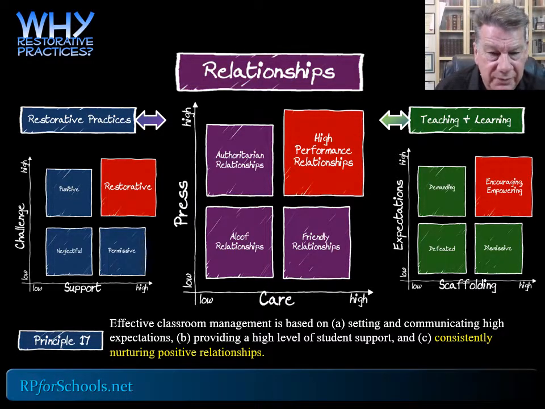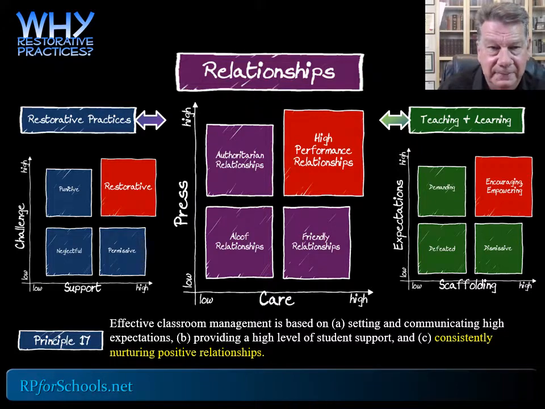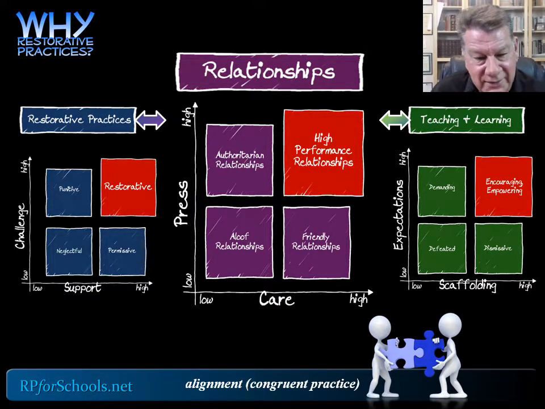It reminds me of Principle 17 from the American Psychological Association, that effective classroom management is based on setting and communicating high expectations, providing a high level of student support, and consistently nurturing positive relationships. You could say that about our work in the classroom, and you could say that about our work in behaviour, and our work in the classroom is work in behaviour. There's no separation. It's also this idea of alignment, the congruent practice between our approach in teaching cognitive things and our approach in teaching the non-cognitive, the motivational.